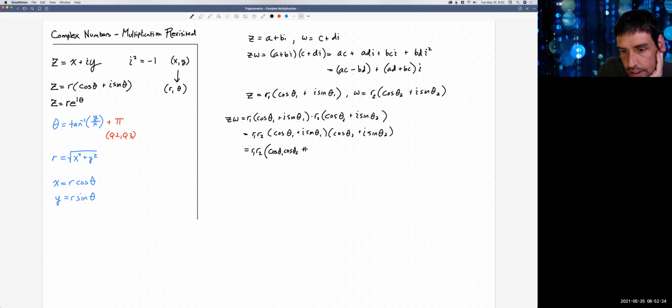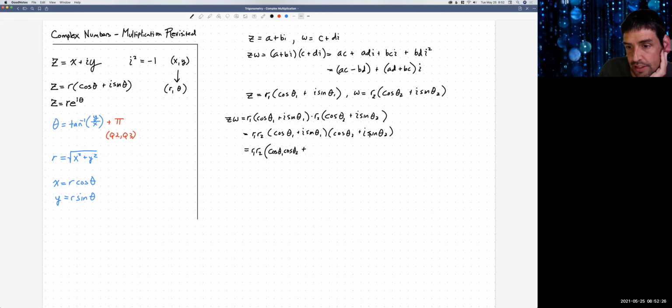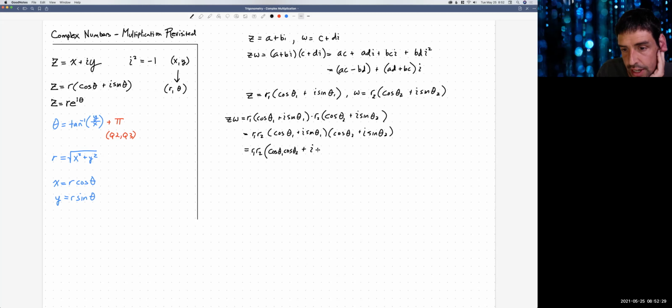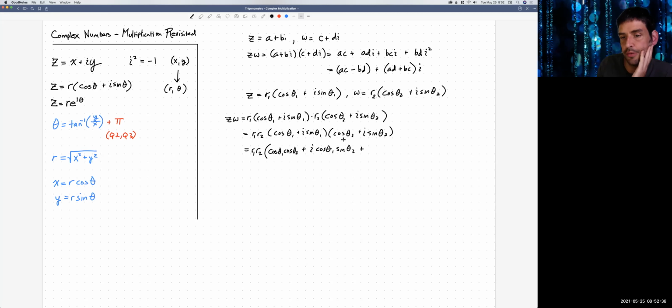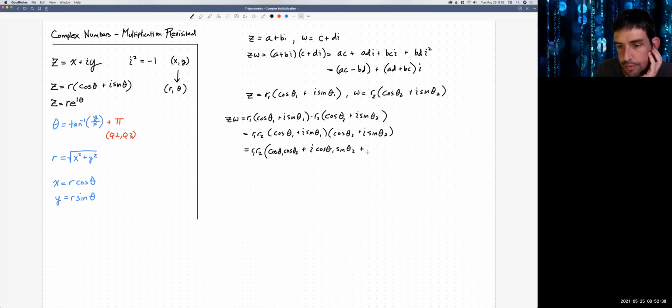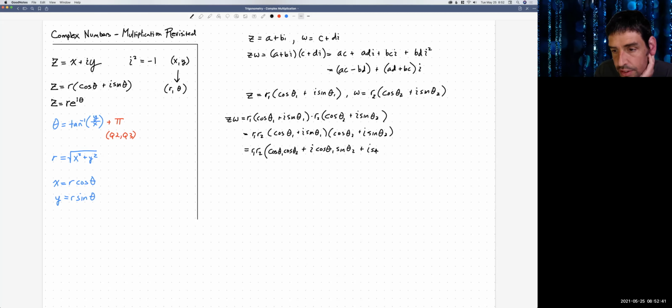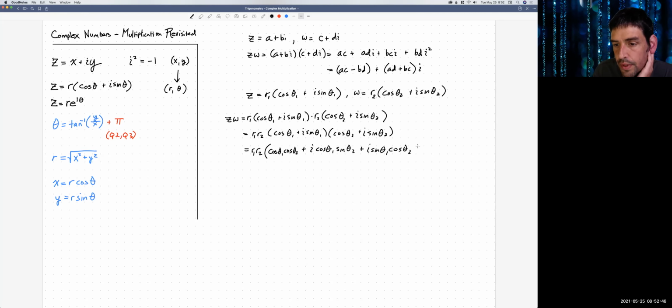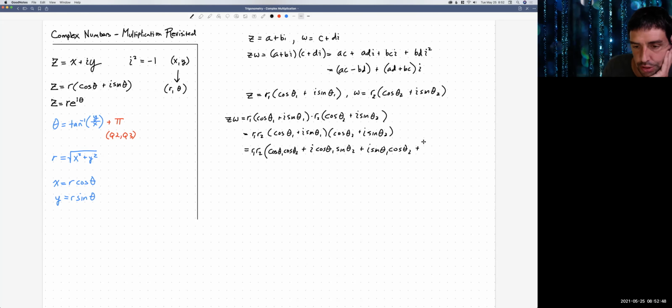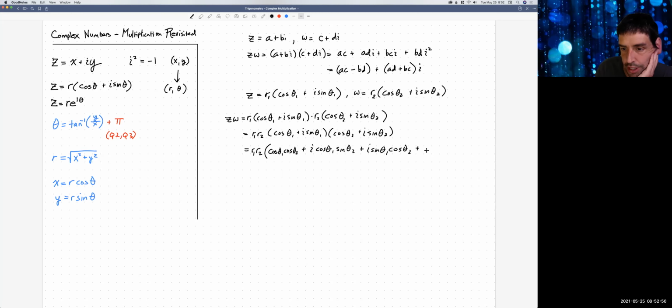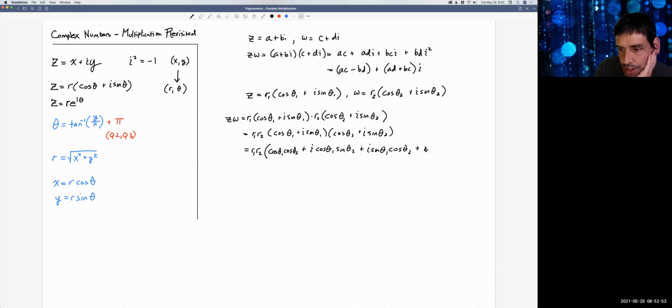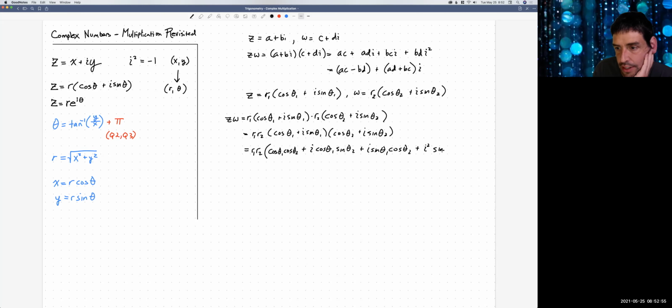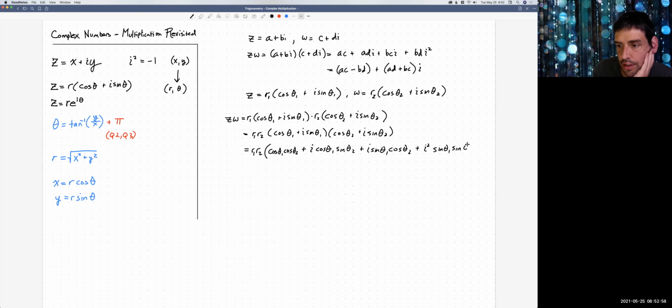And then I'll get cosine theta 1 times I sine theta 2. So I'll just write the I out front and we'll have cosine theta 1 sine theta 2. Then multiplying I sine theta 1 times cosine theta 2, I'm going to get I times sine of theta 1 cosine theta 2. And then the last term from each of these, we're going to get an I squared and then a sine theta 1, sine theta 2.